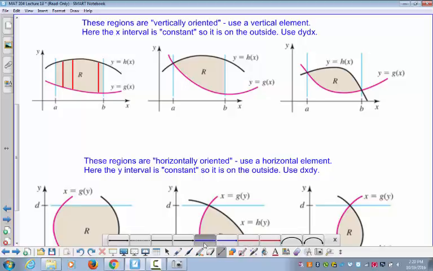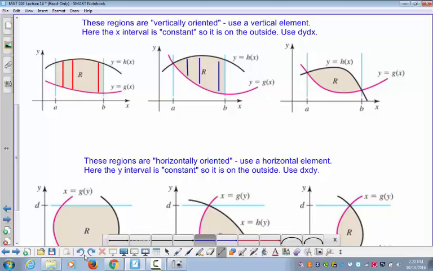Like, for example, over here, if I drew a horizontal element, the right curve is what it is here, but if I drew a horizontal element there, the right curve is different. If I drew a horizontal element here, the left curve is this red curve, but then up here, the left curve is the black curve. So that's not vertically oriented. Vertically oriented, if we draw our vertical elements, we have uniformity. The top curve is always H, and the lower curve is always G. So that's a vertically oriented region.